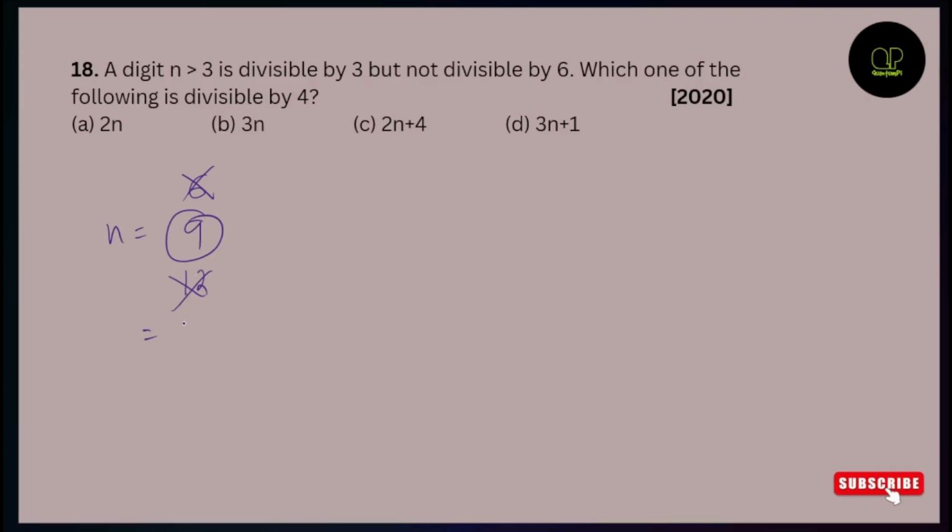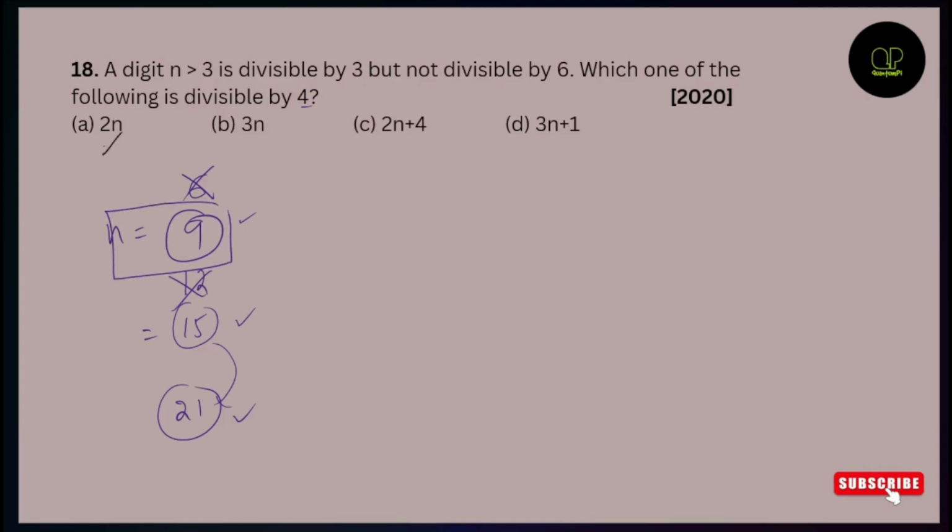It can also be 15, right? 15. So this is plus 6, again plus 6, 21. These are all the numbers which are greater than 3, which are divisible by 3 but not divisible by 6. Okay, so we got n can be all these numbers. Which of the following numbers is divisible by 4? Okay, let us take n is 9.